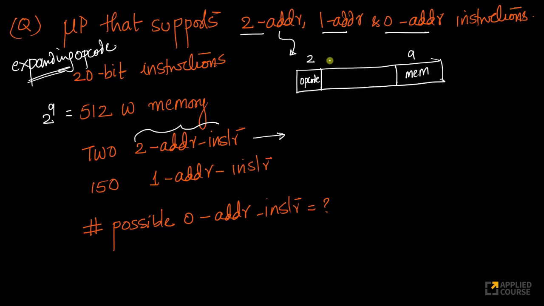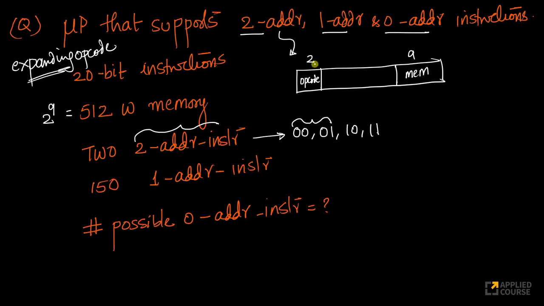If I have 2 bits, right, I can use 0, 0. What are the 4 possible values? 0, 0, 0, 1, 1, 0, 1, 1. If I have 2 of these values, I'll interpret this opcode to be a 2 address opcode. I'll interpret it to be an opcode of a 2 address instruction, right?